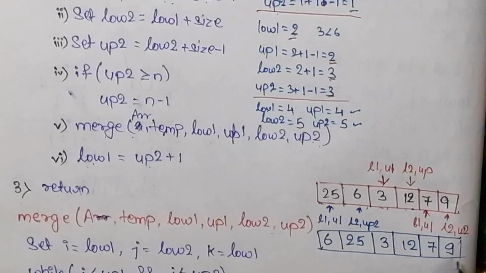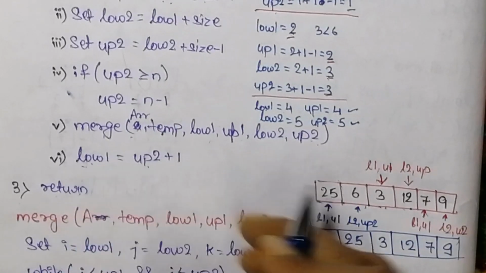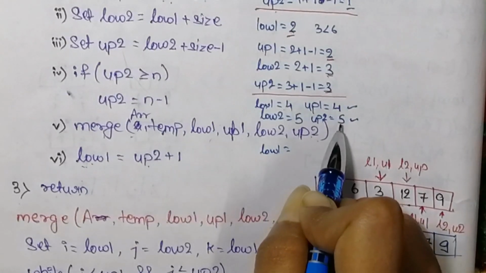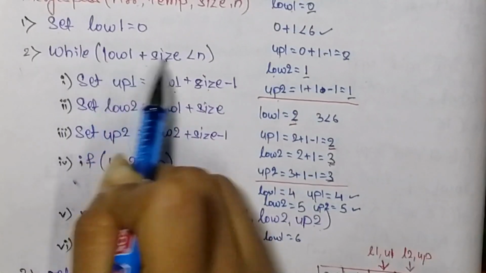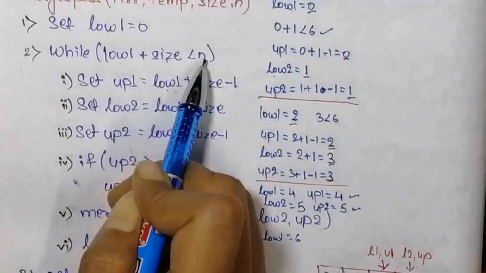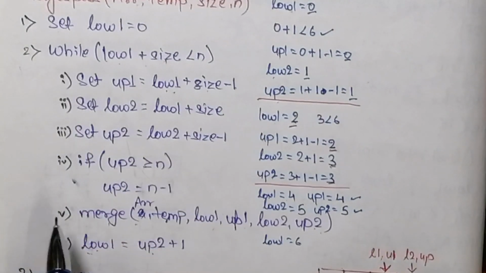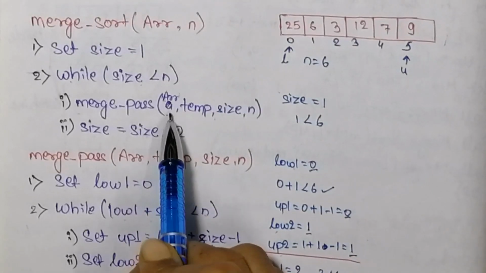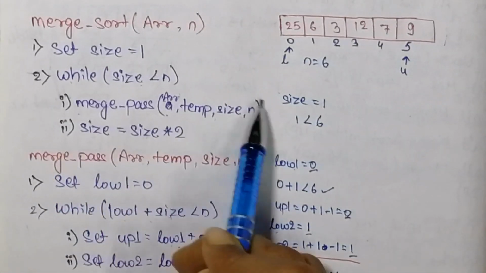Now again, when these two elements are sorted, the control will come to displace, and low1 will be up2 plus 1, that is the value of up2 is 5, 5 plus 1, that is 6. So we will check this condition, right? So 6 plus 1 is less than 6, that is 7 is less than 6. No. So these blocks will not be executed, and the control will go back to the position from where it is being called, right?